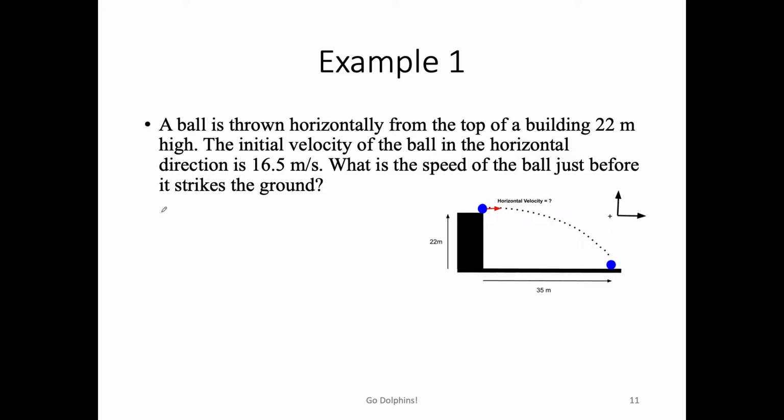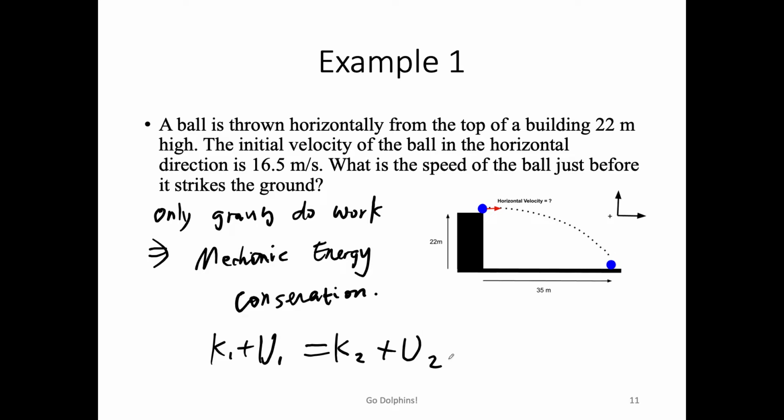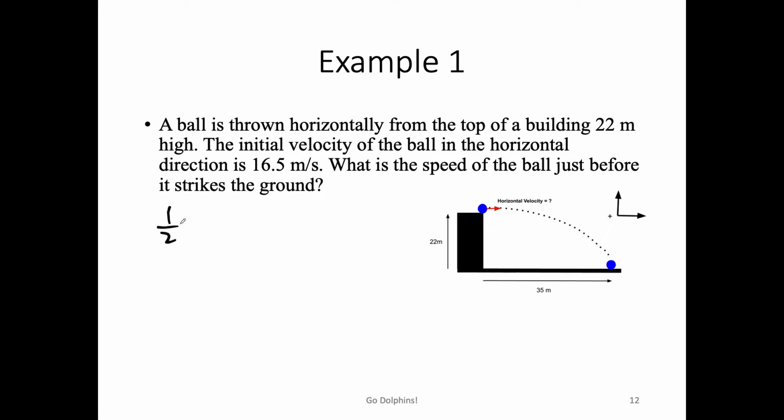So of course, only gravity does work, which gives us mechanical energy conserved. So we can build the mechanical energy conservation equation now, which is K1 plus U1 equals K2 plus U2. So K1 is 1/2 mv1 squared, K2 is 1/2 mv2 squared, U1 is mgh1, U2 is mgh2. And I do know h1 is 22 meters taller than h2.